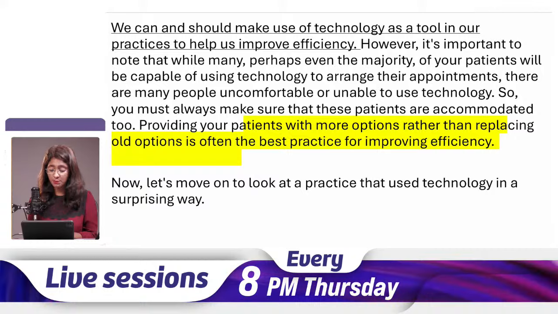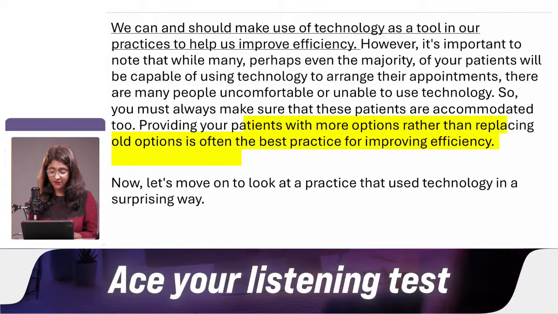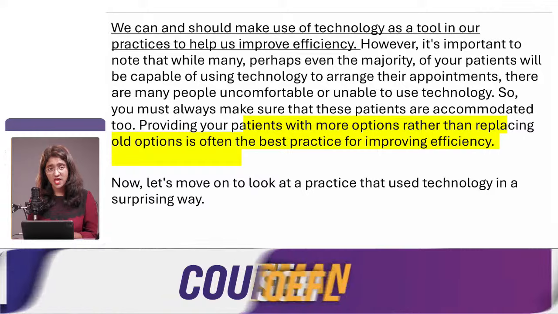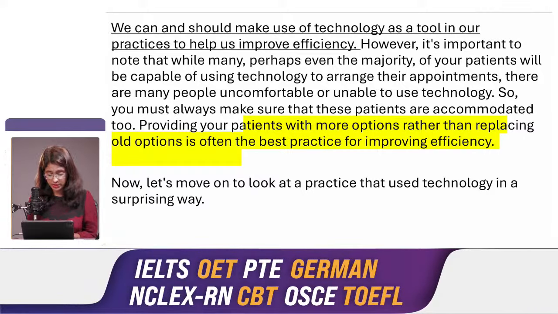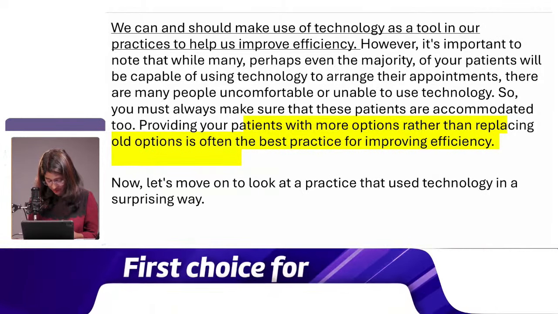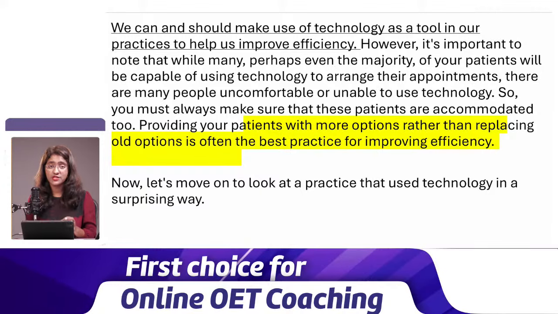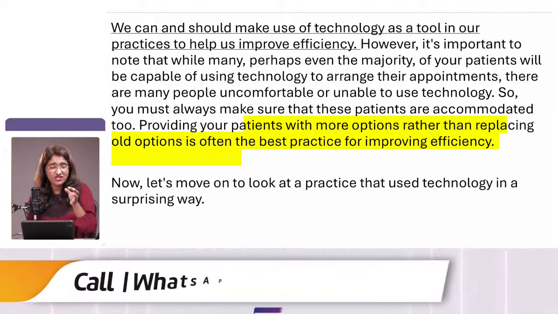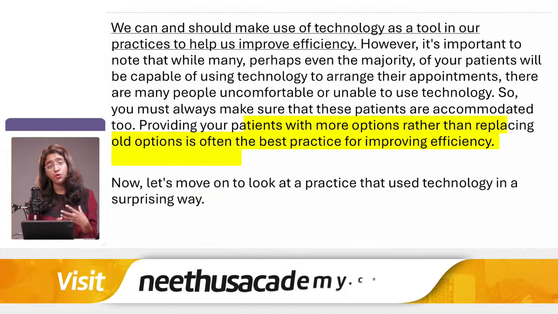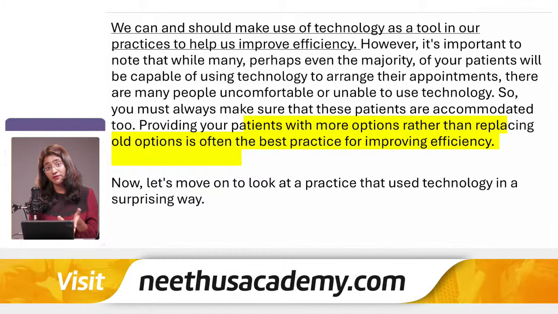Providing your patients with more options rather than replacing old options is often the best practice for improving efficiency. So what they're saying is, providing more options rather than replacing. So look at option B. Option B is saying it can increase efficiency if other booking methods are continued. So here, this is also given in a twisted way. What is the twisted way? More options are given, providing you more options rather than replacing.